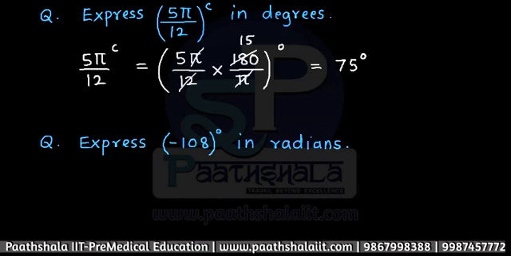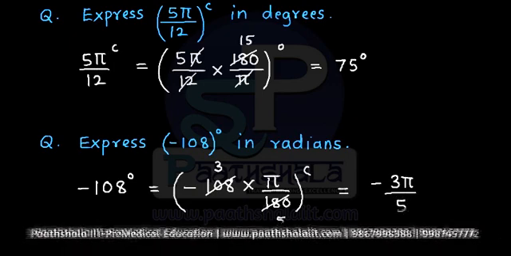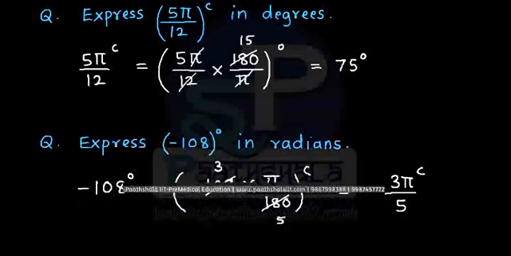Now let's see the other way around, that is express minus 108 degrees into radians. Here minus 108 degrees is equal to minus 108 into pi by 180, these many radians. Now you see 36 can divide 108 as well as 180 by 3 and 5 respectively. So finally we get minus 3 pi by 5 radians. That's the answer.